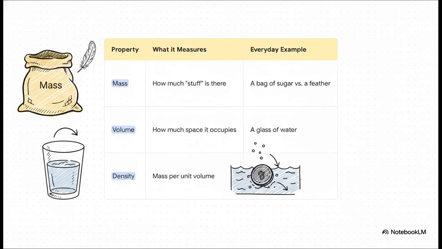To really talk about matter, we use its properties. So mass tells us how much material we're dealing with. Like a big bag of sugar has way more mass than a single feather. Volume is just how much room it takes up. Simple as that. But the really cool one is density. It's how those first two relate, how much mass you can cram into a certain amount of space. And that's exactly why a small, dense metal coin sinks like a rock in water.